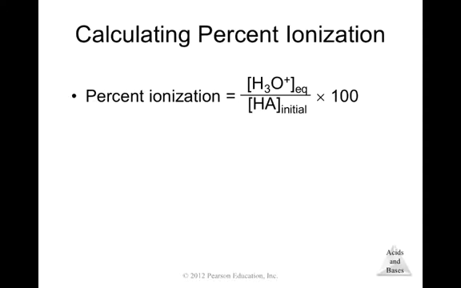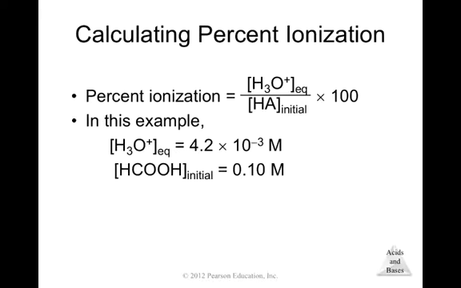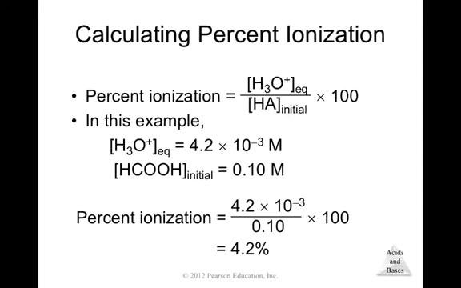You can then use this to calculate percent ionization. And as you'd expect, this should be a pretty small number because this is a weak acid. So you just take your concentration of H3O plus at equilibrium over your initial concentration of acid, times 100%. In this example, we had 4.2 times 10 to the minus 3 molar, and initially we had 0.1 molar. You get 4.2%. So a very small amount ionized. It's a weak acid, this is what you'd expect. It's mostly going to stay in the formic acid form. Very little of it, 4.2%, is going to turn into the ion form.